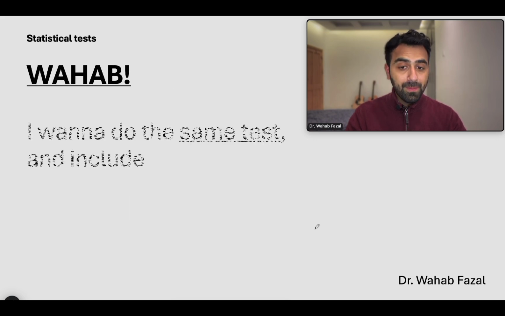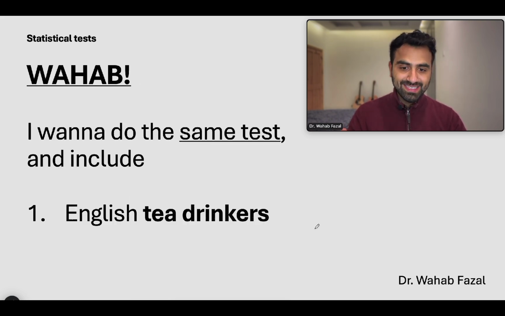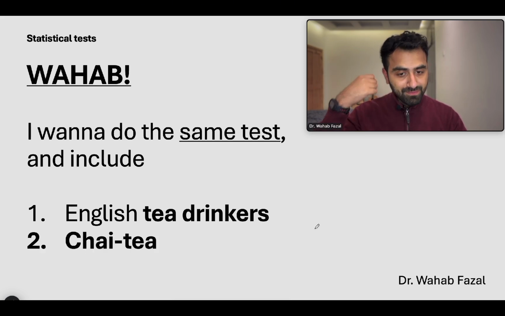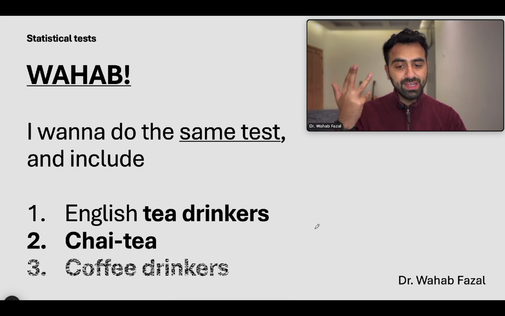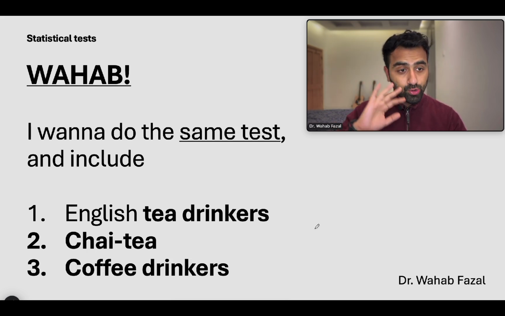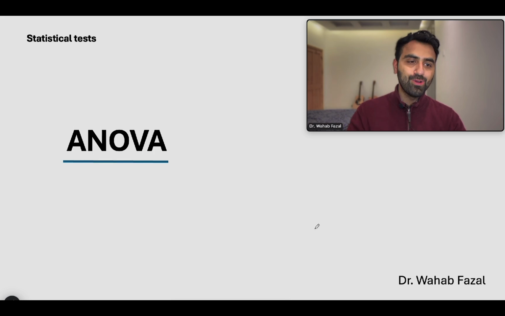So, Wahab, I want to do the same test of that tea drinking and coffee drinking thing, but I want to include English tea drinkers, coffee drinkers, non-coffee drinkers, chai tea drinkers, and then again coffee tea drinkers. You want to have more than two groups. What test do you apply? Simply put, you apply the ANOVA test.